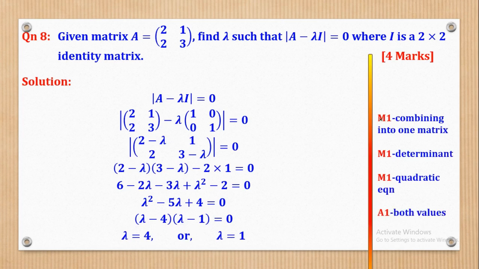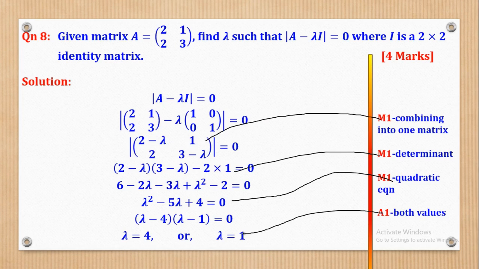So this one is for combining to one matrix, M1 for getting the determinant, M1 for the quadratic equation, A1 for both values of lambda.